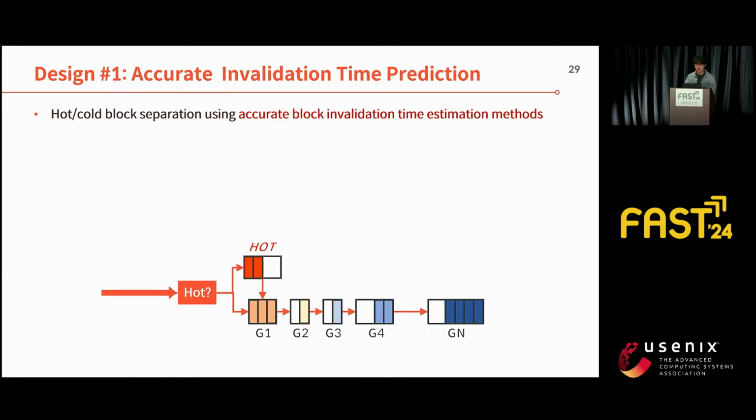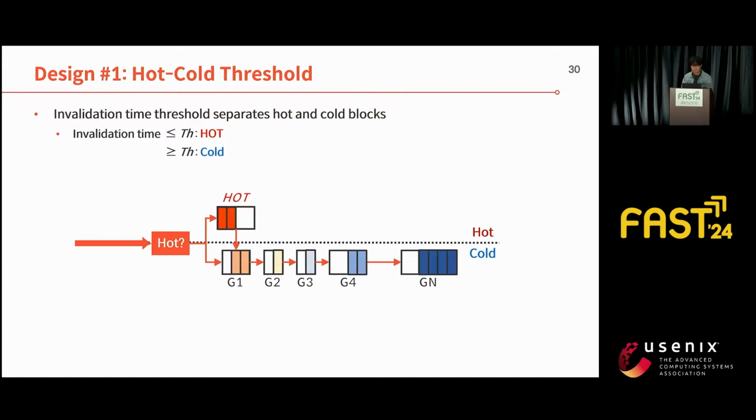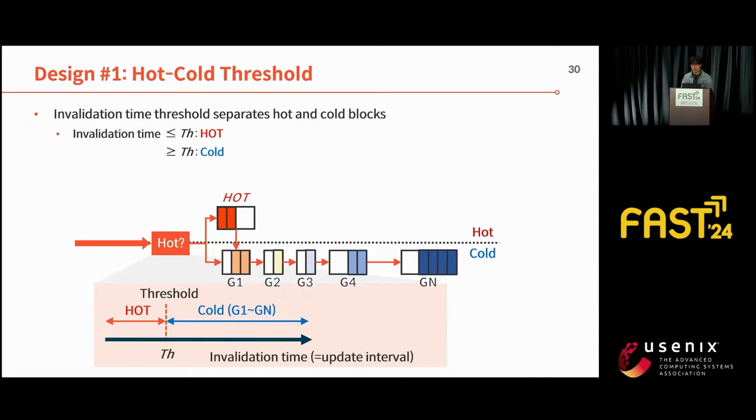So let's take a look at details. First, for accurate invalidation time prediction, we utilize the latest update interval for hot block separation, which is the method that CEPID adopts. For incoming blocks, MiDAS separates the data blocks into hot or cold. The hot and cold blocks are separated by the invalidation time threshold. MiDAS considers data blocks with invalidation time shorter than the invalidation time threshold to belong to the hot group. We call this threshold the hot-cold threshold.